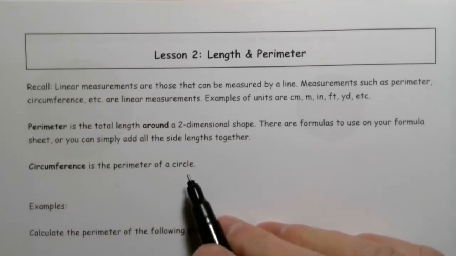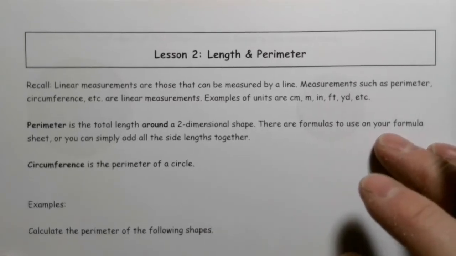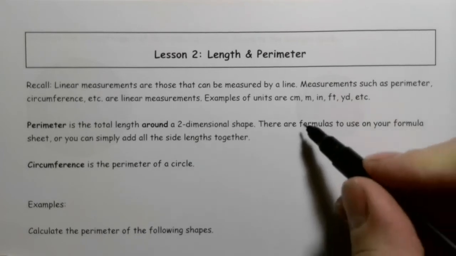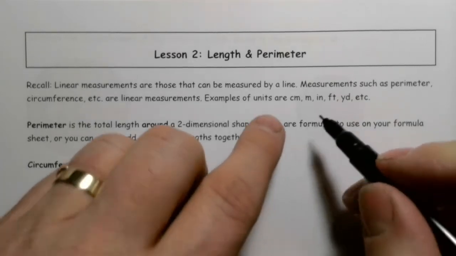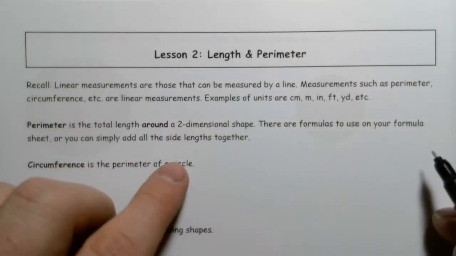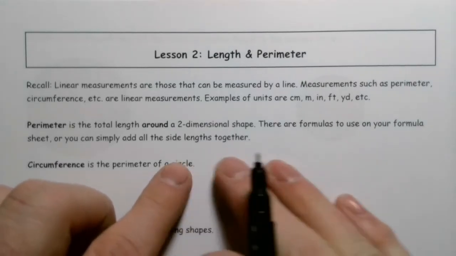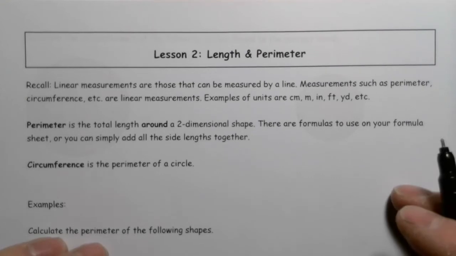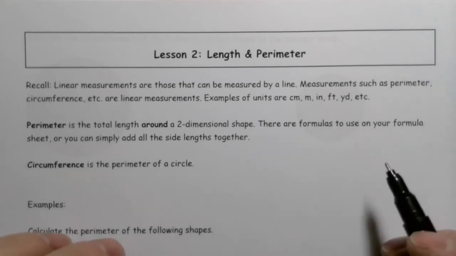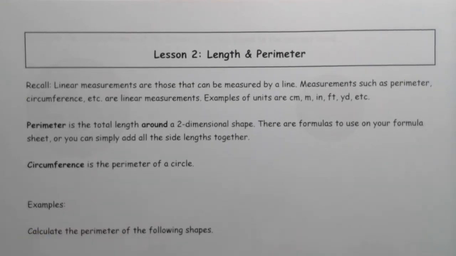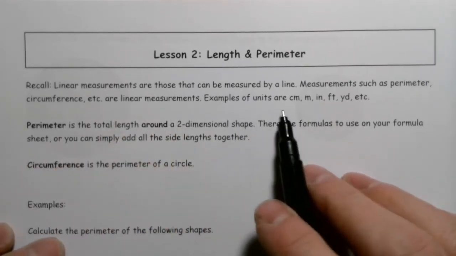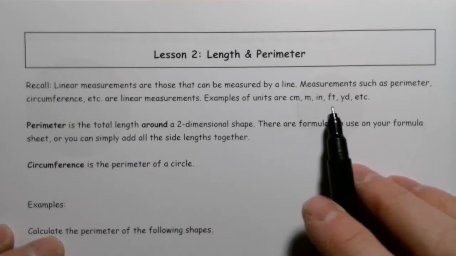You wouldn't specifically describe that, maybe immediately, or think about it as being linear because you know that it's round. But if you were to cut that and open it up, you could lay it down flat and then use a meter stick or something like that to measure it if you wanted. So it is considered a linear measurement as opposed to an area measurement or a volume measurement, which are two-dimensional and three-dimensional. The units that we use here are going to be centimeters, meters, inches, feet, yards, etc.